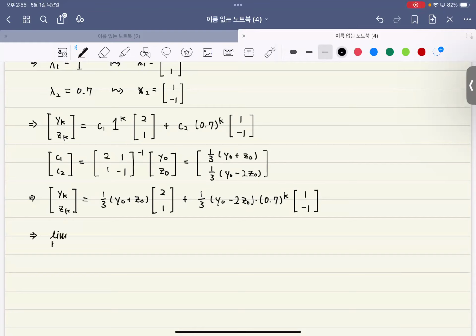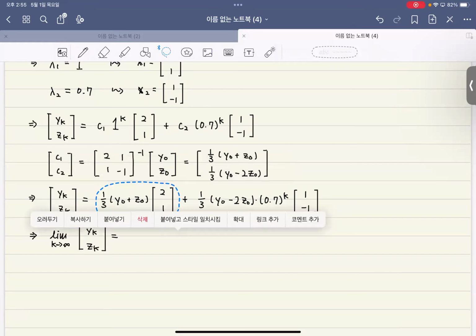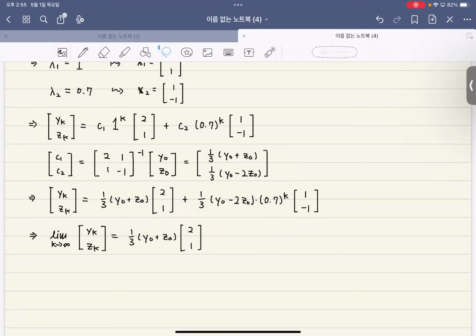So if k goes to infinity, yk and zk is, so this is called an asymptotic solution or stable solution.